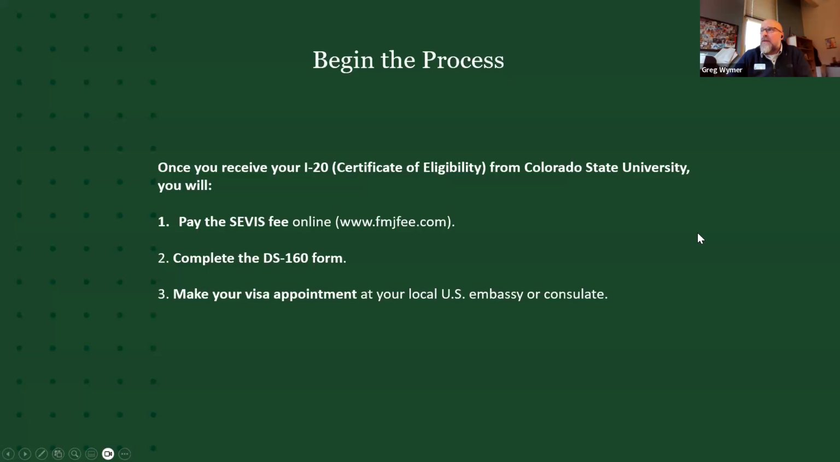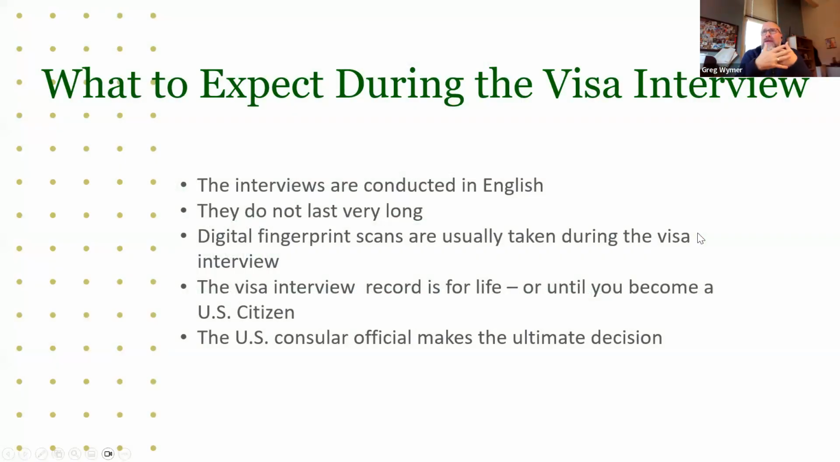With that, we want to let you know what to expect during the visa interviews. First of all, the visa interviews are conducted in English, and they don't last very long. We'll talk about how long they last, but they're relatively quick. Digital fingerprint scans are usually taken during the visa interview process, so you can anticipate that. The visa interview record is for life or until you become a US citizen. Finally, the US consular officer makes the ultimate decision.